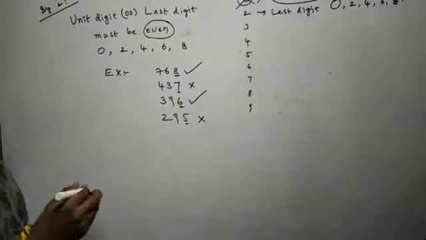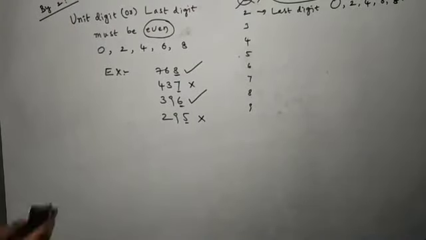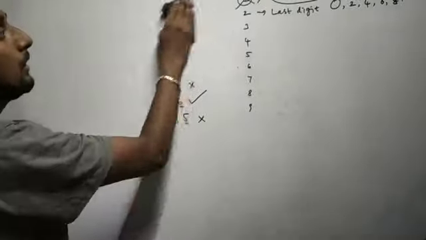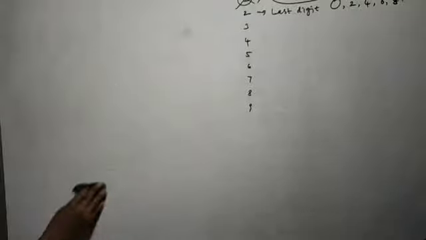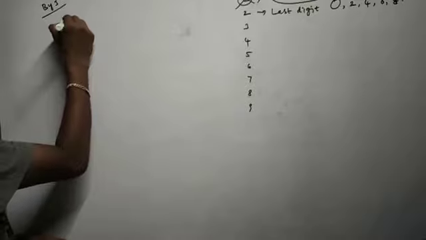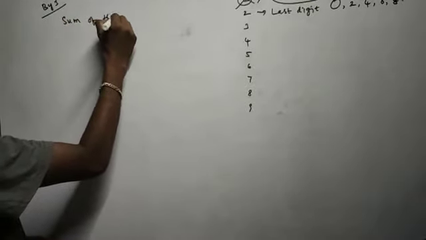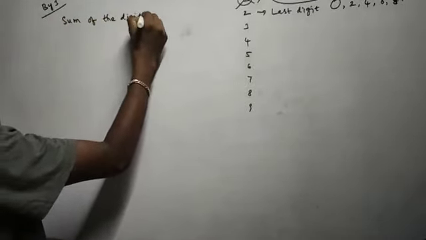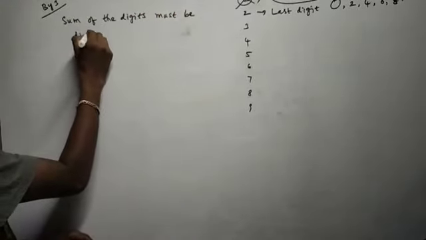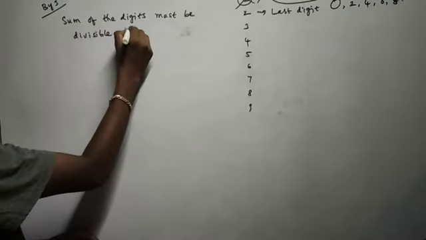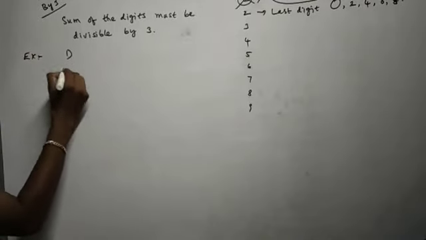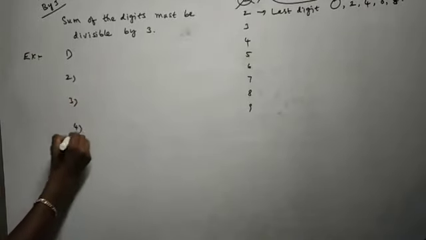Okay, right. Next, the divisibility rule by 3. The divisibility rule of by 3 is sum of the digits. By 3 condition is sum of the digits must be divisible by 3. Example 1, 2, 3, 4. Okay, we'll see.